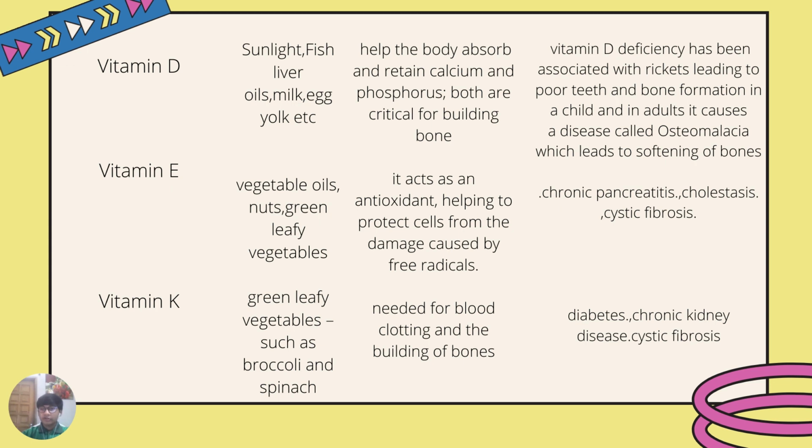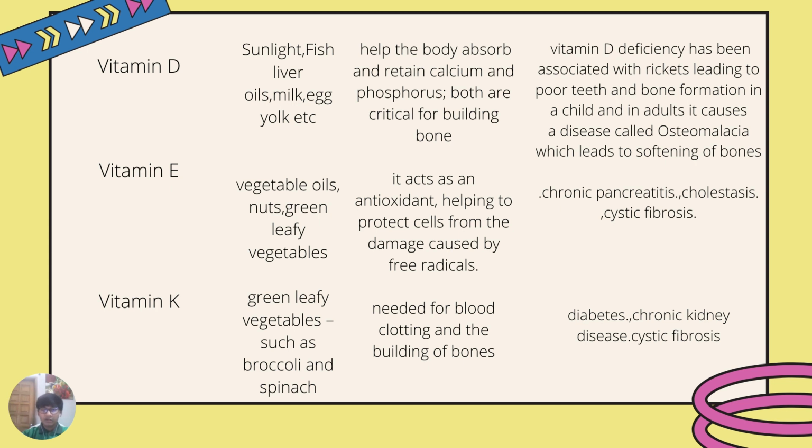Now, the function of this vitamin is that it helps the body to absorb and retain calcium and phosphorus, which are both critical for building bones and teeth. Now, vitamin D deficiency has been associated with rickets, leading to poor teeth and bone formation in a child, which may result in crooked knees. And in adults, it causes a disease called osteomalacia, which leads to softening of the bones in adults.